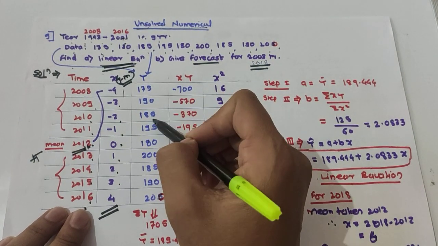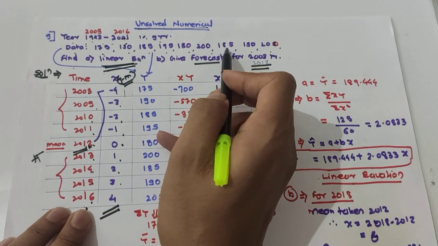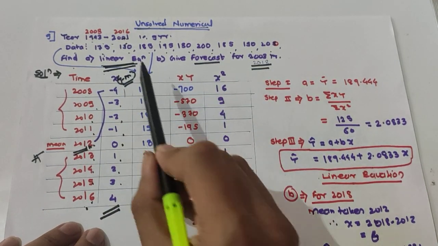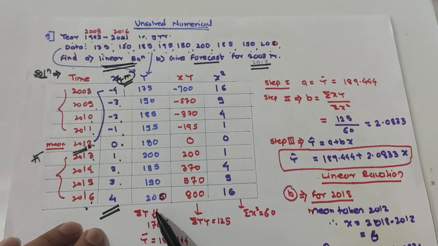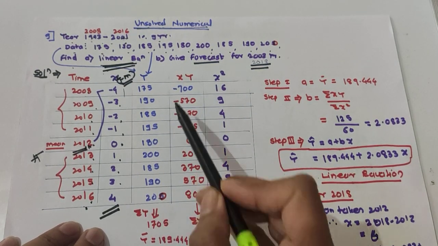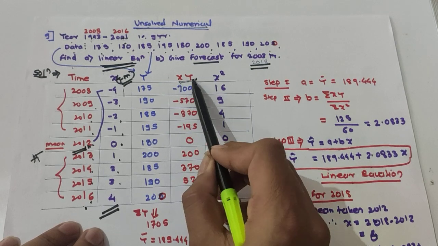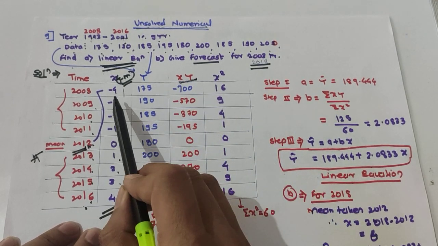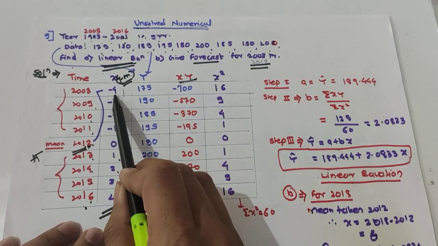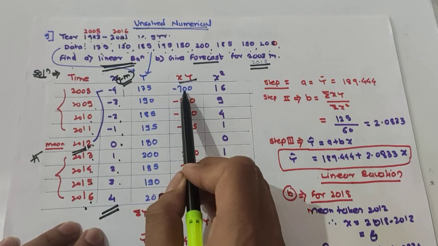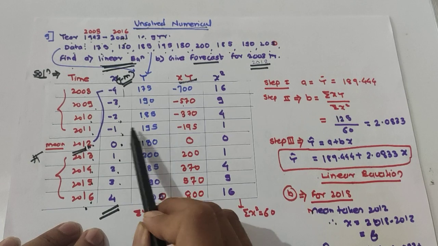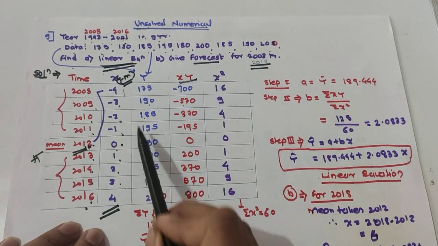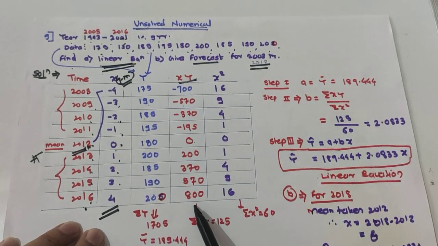What is the value of y? Remember, y is nothing but your given data. All the data is given here according to year, so you take the value of y. Now you have to calculate xy, so just multiply x and y. So minus 4 into 175 is minus 700, x into y. Similarly you have to calculate xy for the rest.